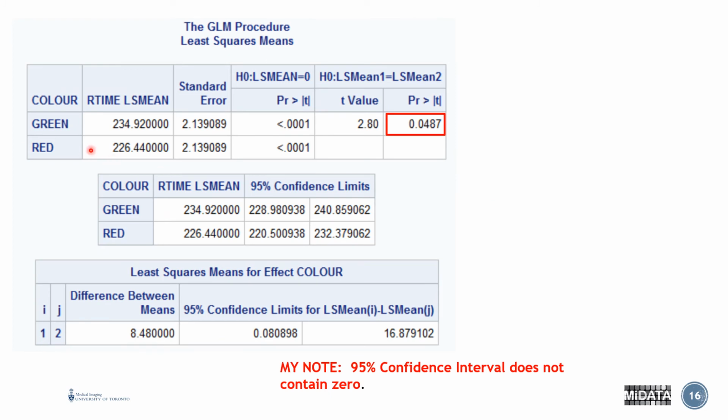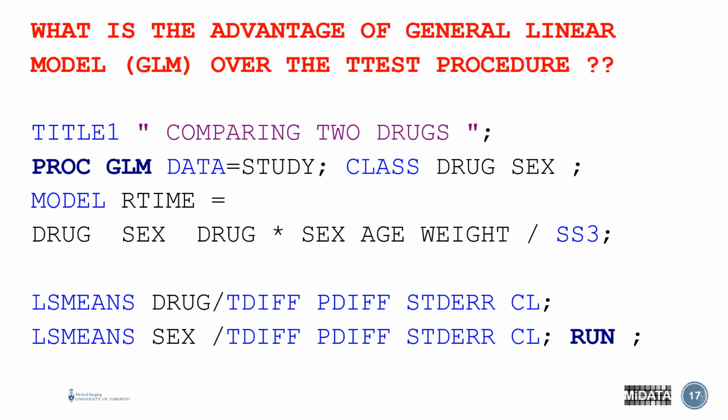Once again, looking at the least square means, no surprise, here's your p-value. We just saw it on the previous screen. It's just confirming. And then once again, if you look at your confidence interval, it does not contain 0. So now we're in sync here between your p-value being less than 0.05 and your 95% confidence interval not containing 0.